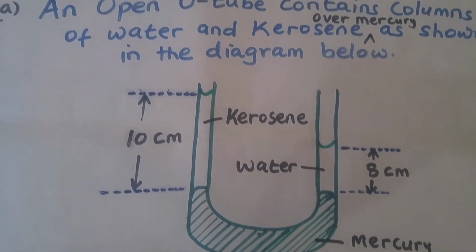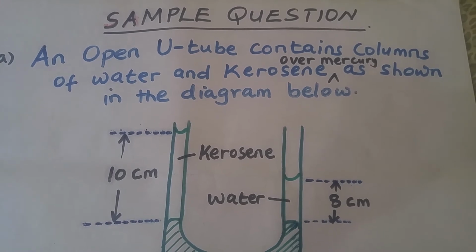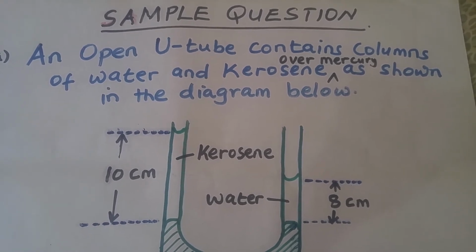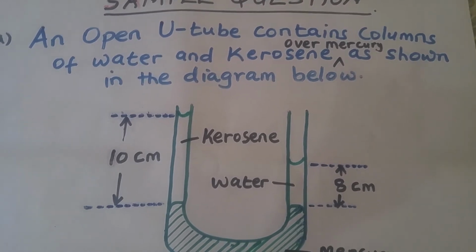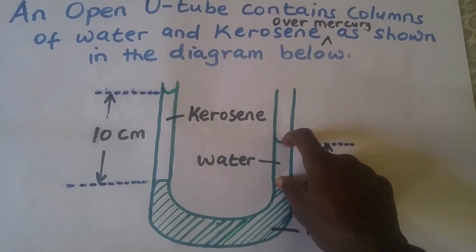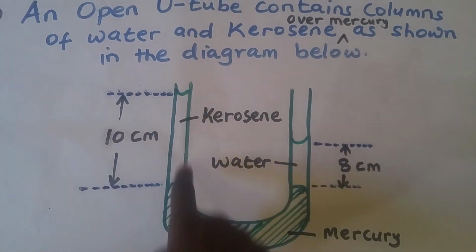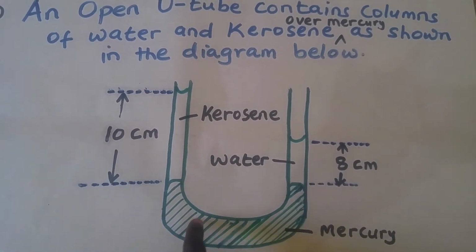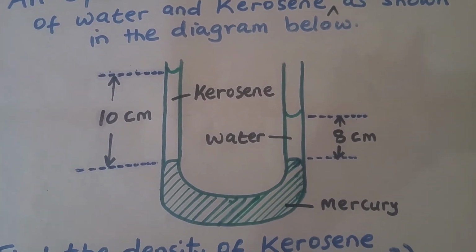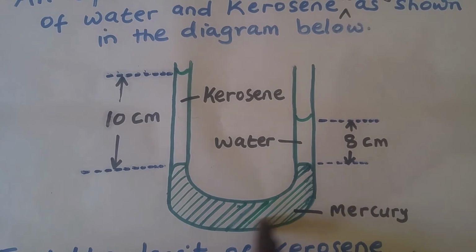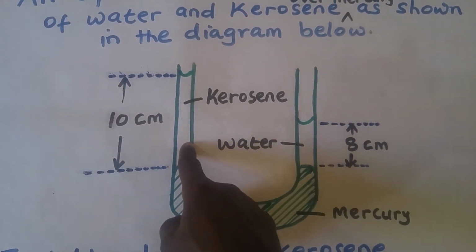You see? So they are saying an open U tube contains columns of water and kerosene over mercury. So the water and the kerosene are over mercury. You see? This is the water on top of mercury. This is the kerosene on top of what? Mercury. So which liquid do you think was poured first? It was mercury. They first poured mercury, then later on they poured this side water, this side kerosene.